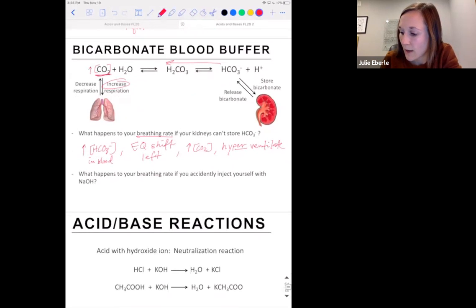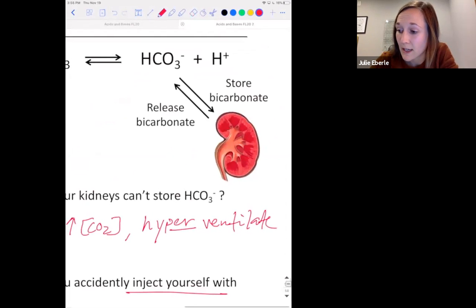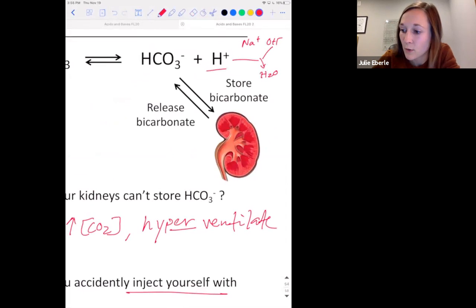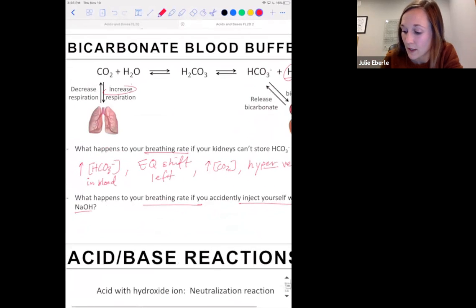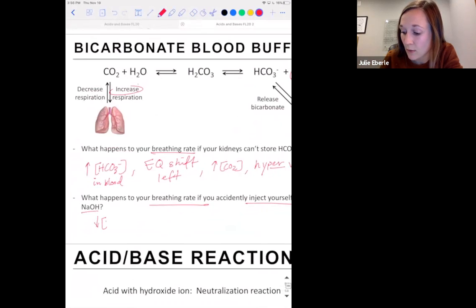Last one, because we're at time. What happens to your breathing rate if you, okay, this one's random, accidentally inject yourself with NaOH. Don't do that. All right, real quick. NaOH, the one thing in this reaction, I'm going to key in on H plus. NaOH will make OH minus. And these two things are going to make some H2O. So we would use up some H plus to neutralize the OH minus. So it's essentially like OH minus is sucking H plus away from our blood. Going to use it up. So we're going to lose H plus in our blood.